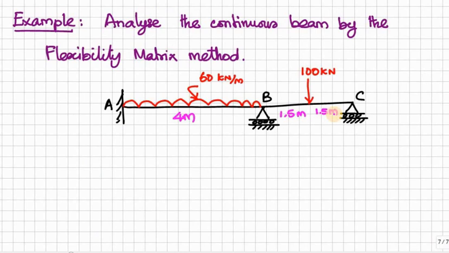So this is the problem statement. Analyze the continuous beam by the flexibility matrix method. We have three supports A, B, C. A support is fixed, B and C supports are roller. And we have UDL of 60 kilonewton per meter over AB span and concentrated point load of 100 kilonewton on BC span.